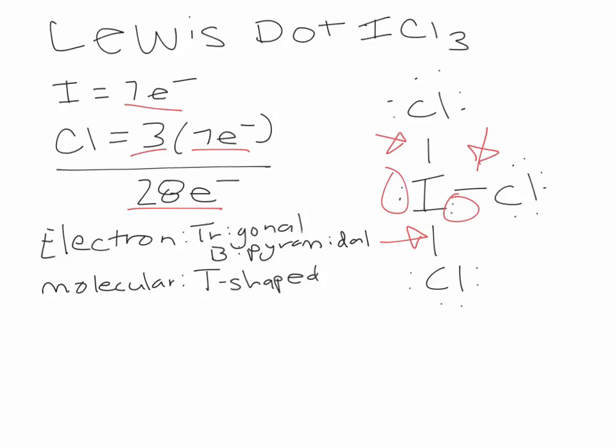2 of these electron groups are free electrons, meaning they're lone pairs. They don't bond with anything. So when we have 5 groups, we can conclude that the electron geometry is trigonal bipyramidal. And since there are 2 free groups, then we'll understand that the molecular geometry is T-shaped.